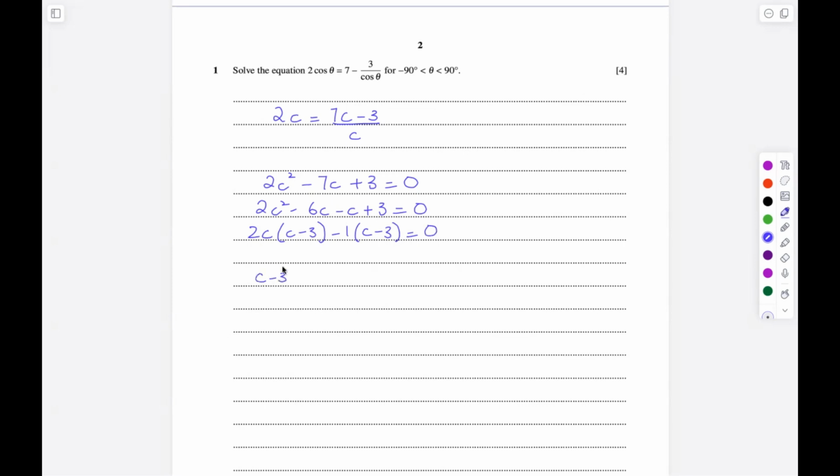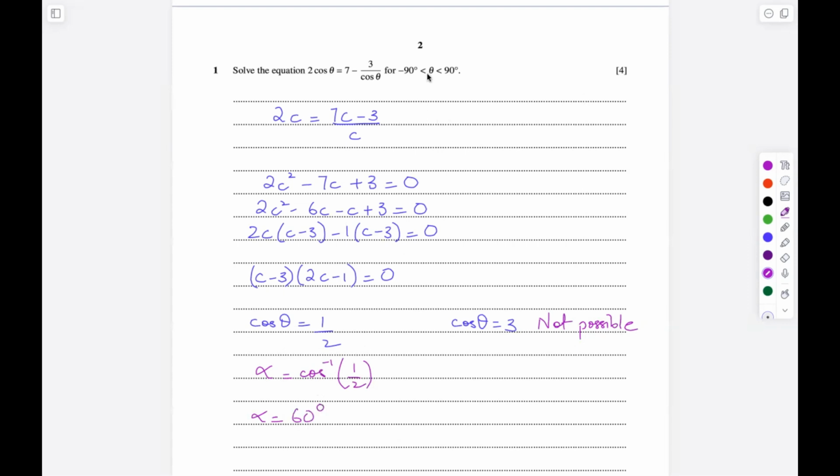Finally, taking cos minus 3 common, the final answer will be cos minus 3 and 2 cos minus 1 equals 0. So cos theta will equal 1 upon 2 and cos theta will equal positive 3. Now, as cos inverse of a number greater than 1 is not possible, we will not be solving this equation. Taking cos inverse of 1 upon 2, when we substitute this in the calculator, the basic angle will be 60 degrees.